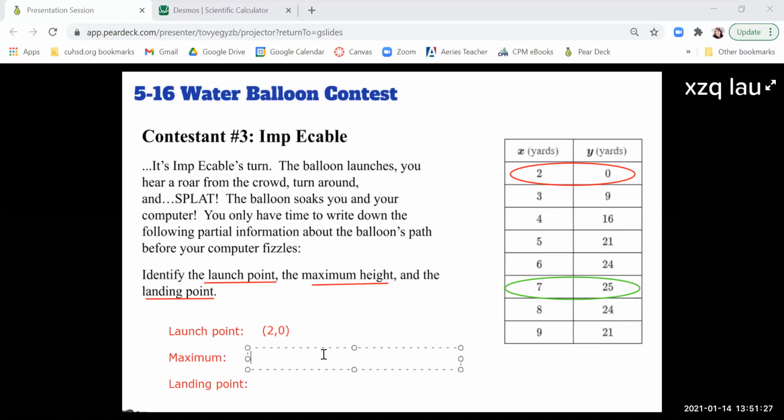We're going to put this at (7, 25). Oh, don't forget your parentheses. All right, so there's our maximum. And now we're kind of in a pickle.